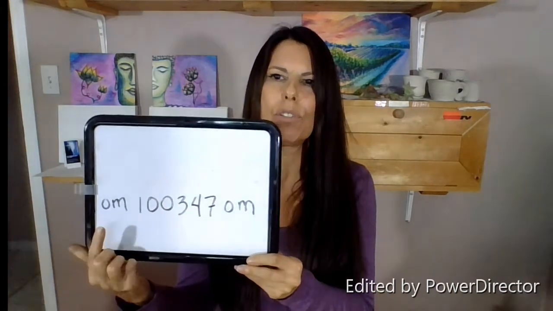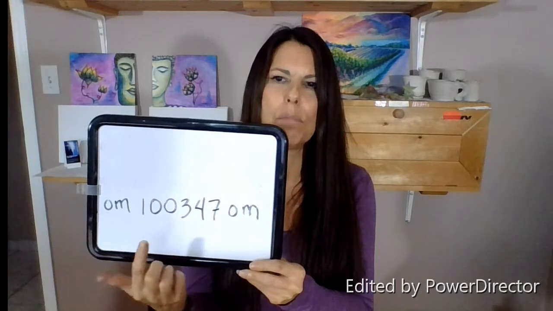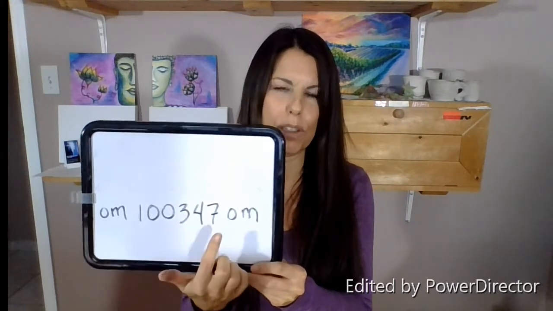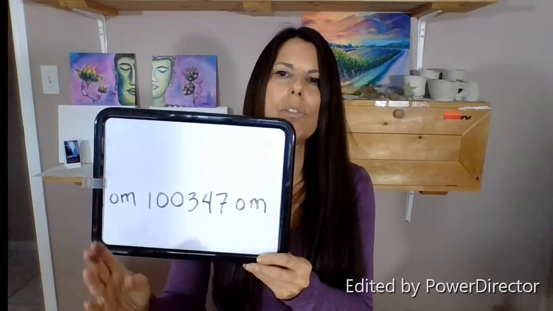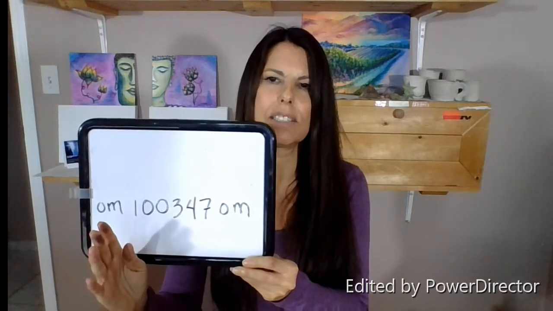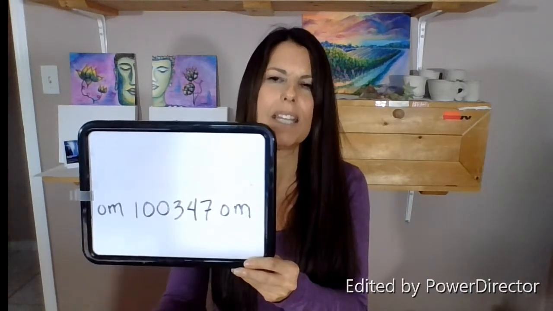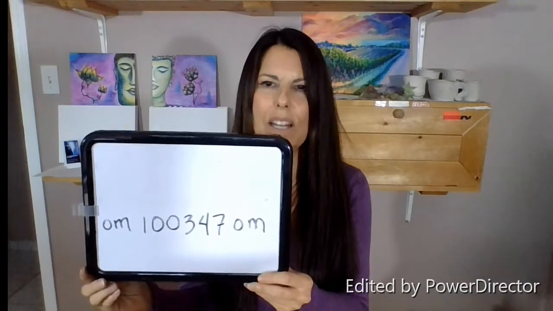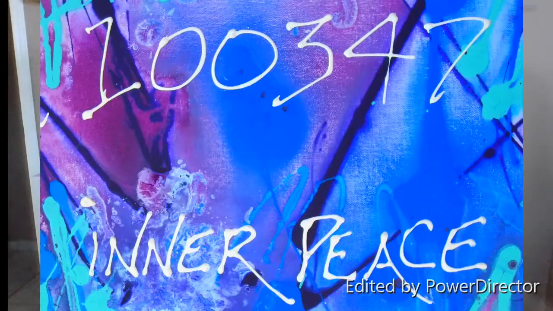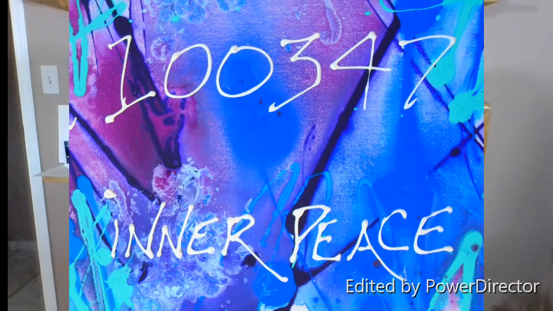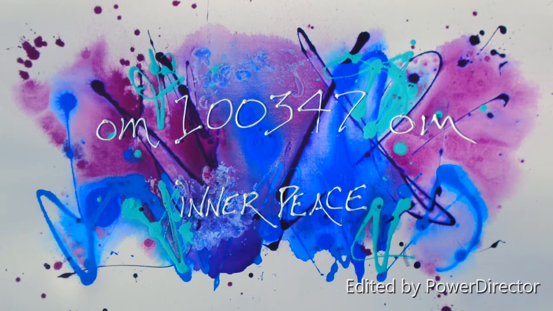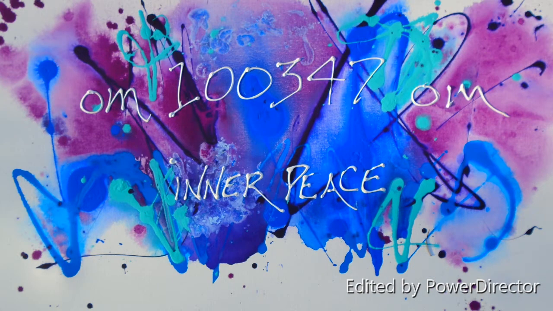100347. If you use the Om in between the number sequence, then you are saying to your body what is the beginning of the number and what is the end of the number. So you can go inner peace, 100347, inner peace, 100347. Or you can go Om, 100347, Om, 100347. And it works magic.